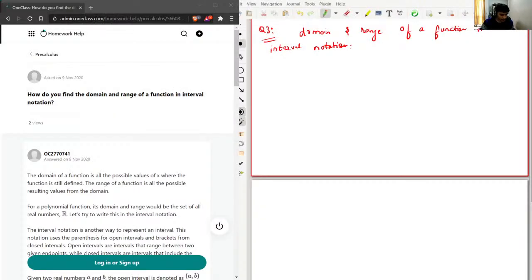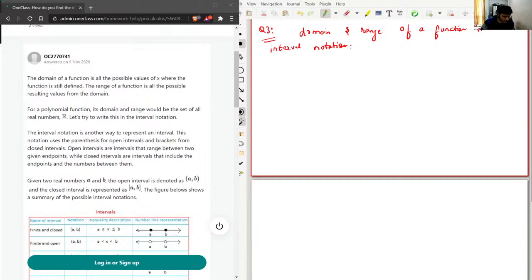Yeah, so it is a theoretical question, so I'm not going to write this theory again because it will take my whole time. So I'll just read the important points, like the domain of a function is all possible values of x where the function is still defined. So this one is important.